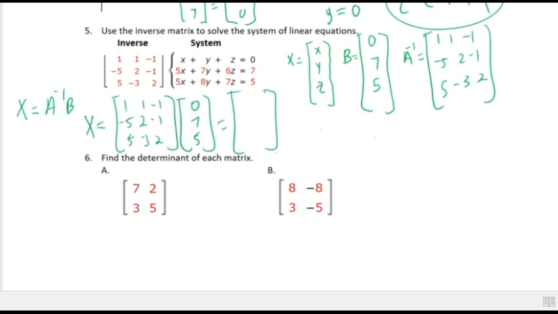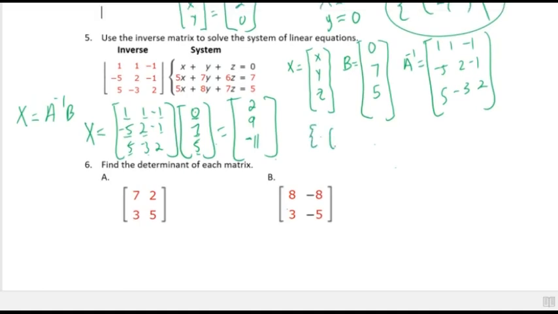So A inverse, so we have 1 times 0 is 0, 1 times 7 is 7, negative 1 times 5 is negative 5, plus a 7 gives me a 2. Negative 5 times 0 is 0, 2 times 7 is 14, plus a negative 5 is 9. 5 times 0 is 0, negative 3 times 7 is negative 21, plus 10 is negative 11. My solution is 2, 9, negative 11.